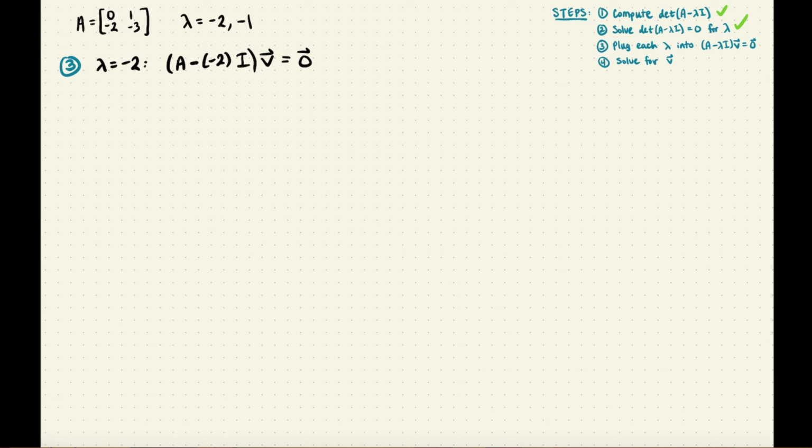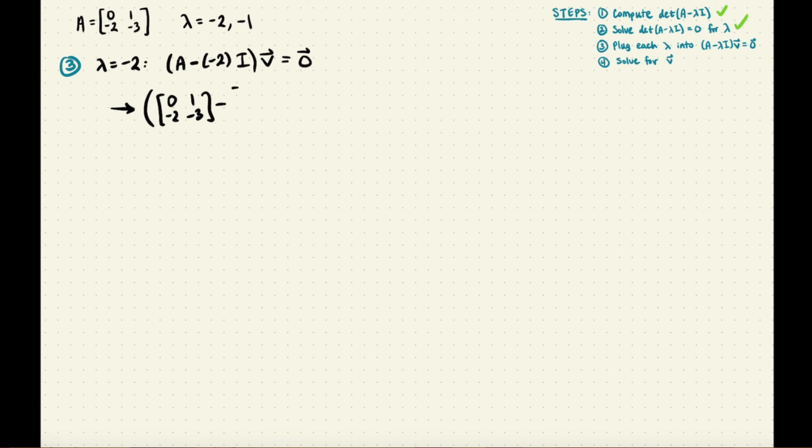So A is the matrix that we have, so that's something we know. Lambda is this -2 here, so we know that. I is the identity matrix. So the only thing we don't know here is V. That's what we're trying to solve for. All right, so let's go ahead and plug in all of our values. A is the matrix 0, 1, -2, -3.